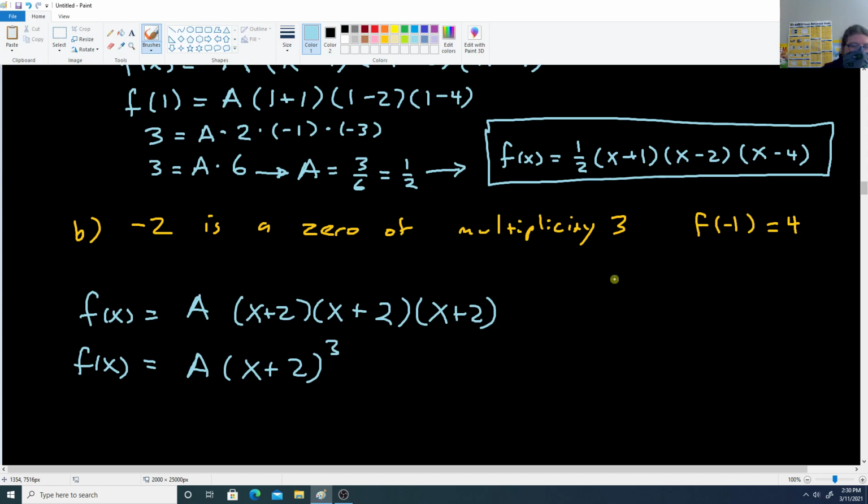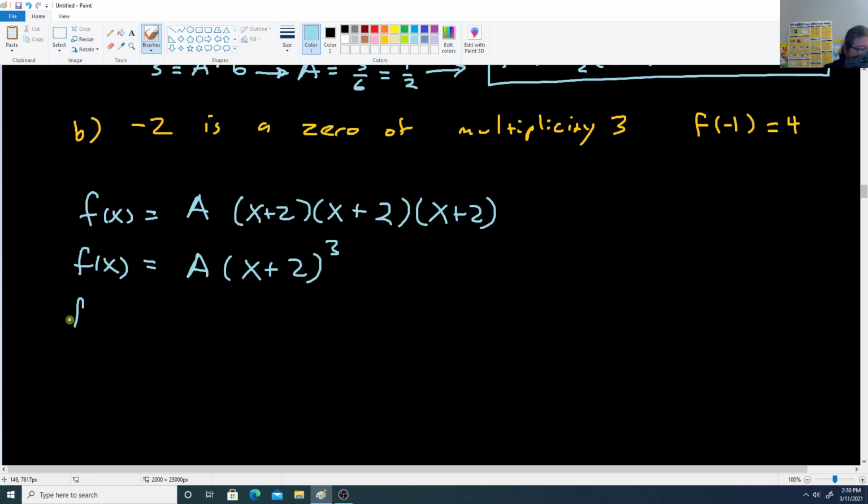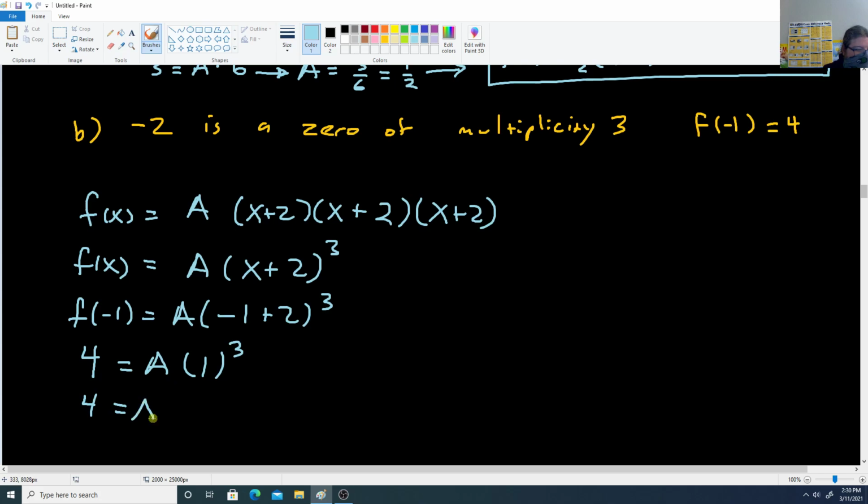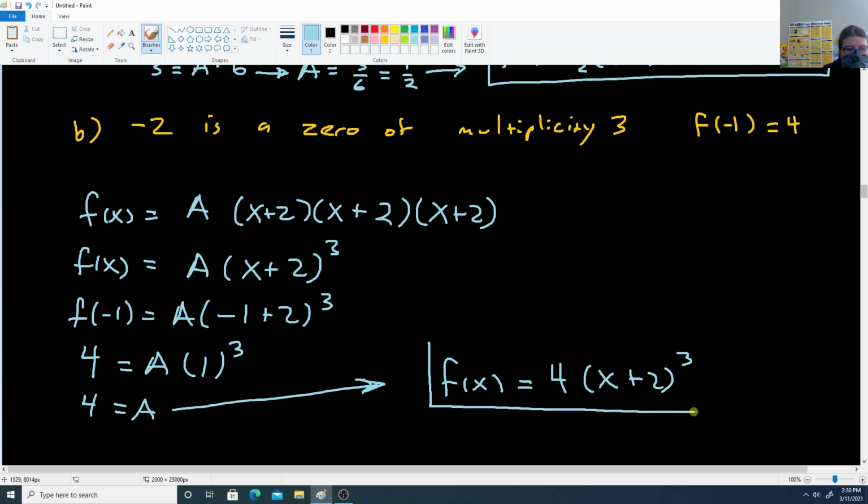Now we want to find f of -1 equals 4. So let's look at f of -1. That will be -1 plus 2 cubed. F of -1 equals 4, so 4 will equal a times -1 plus 2, which is 1. So we get 1 cubed, which just says 4 is a, since 1 cubed is 1. So now that we know 4 is a, we're going to rewrite our function with the correct value plugged in for a. So f of x equals 4 times x plus 2 cubed, and that is our expression.